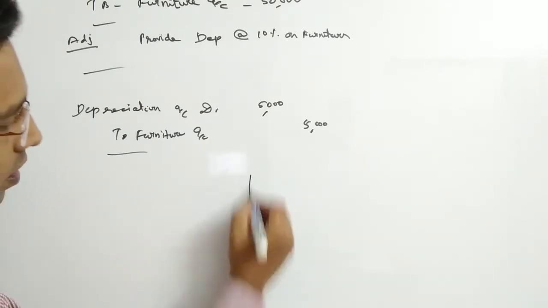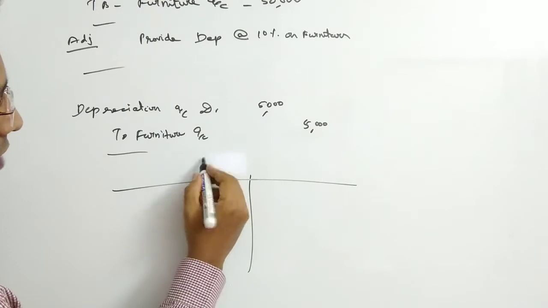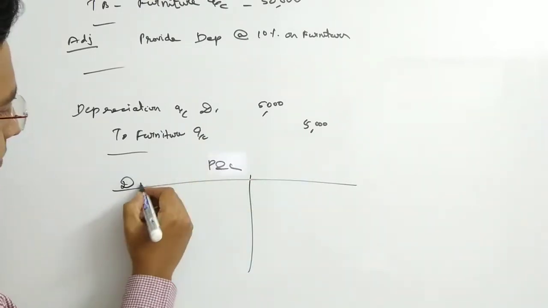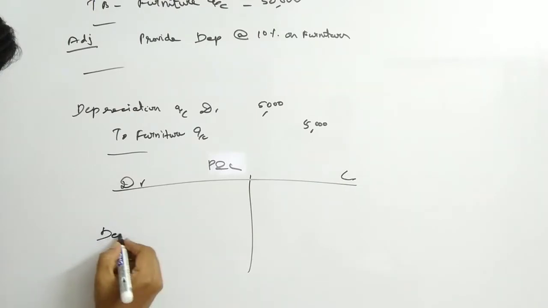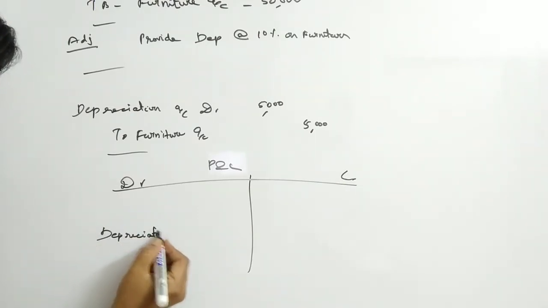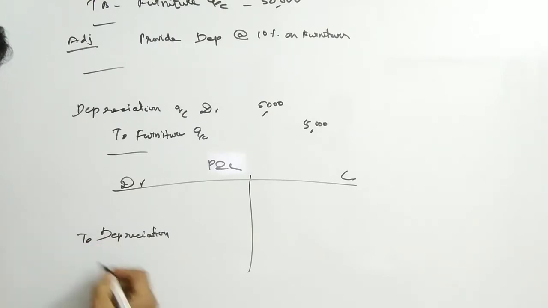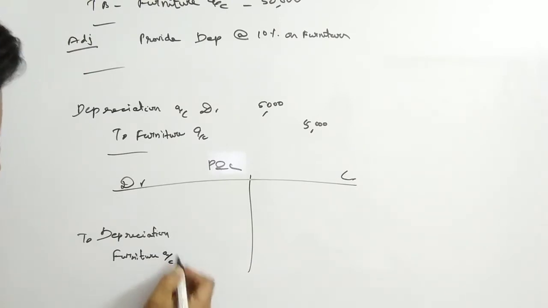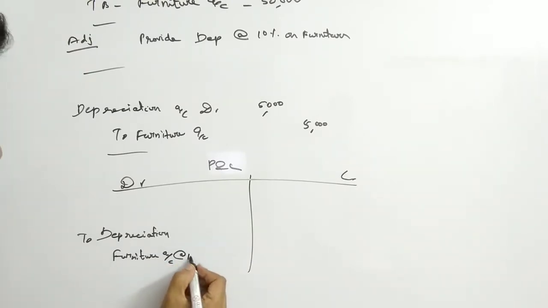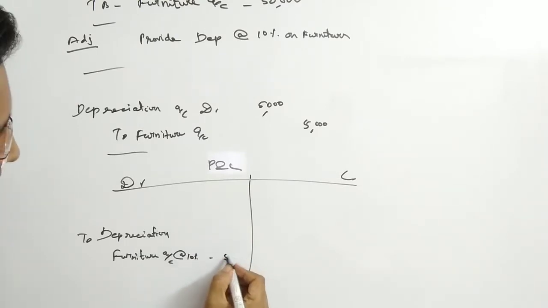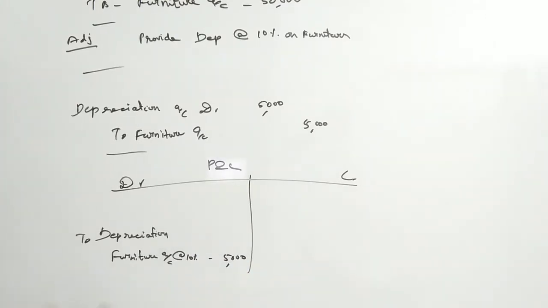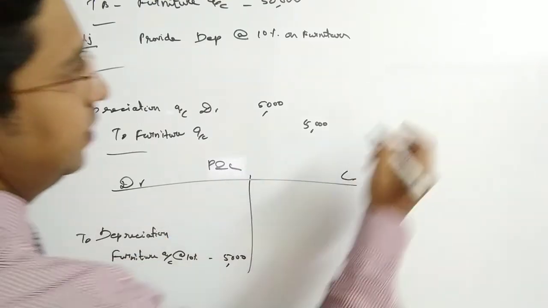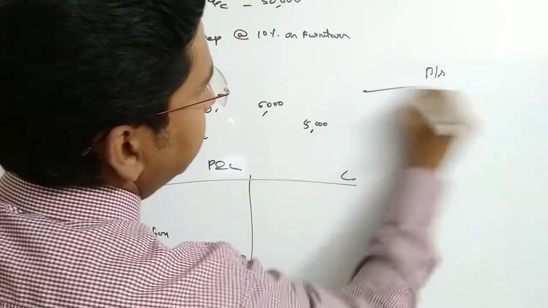As I told you earlier, it is an indirect expenditure, so it should be shown on the P&L under the heading of depreciation. To depreciation, furniture account at 10%, 5,000. Suppose we have more than one, two, three assets, they should be written one by one under the subheading of depreciation. Then, on the balance sheet, how should it be reflected?